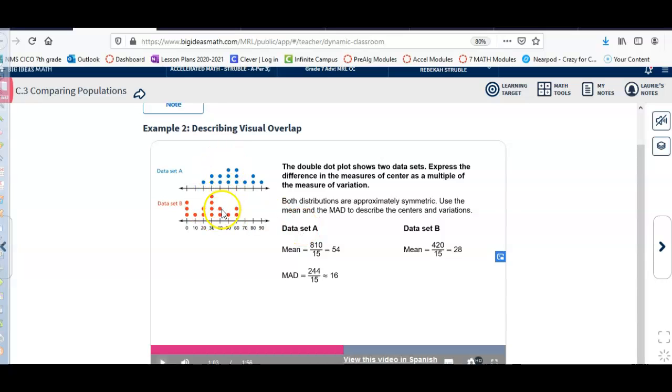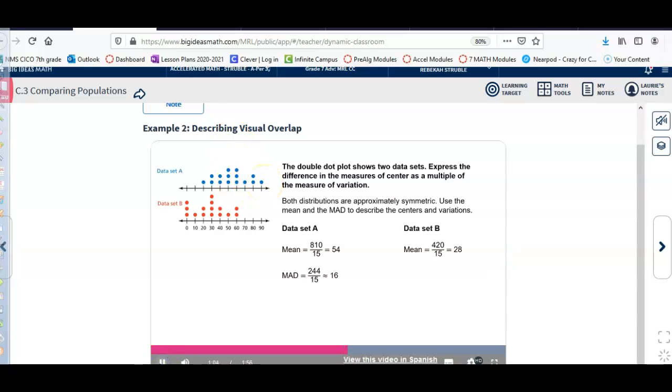When we have dot plots, or when we're comparing any populations using any data display, we put the data on the same number line. If you notice, this number line is the only one with values on it, because these number lines mimic each other. So where there's 20 here, this would also be 20. So we would have 20, 30, 40, 50, 60, and so on and so forth.